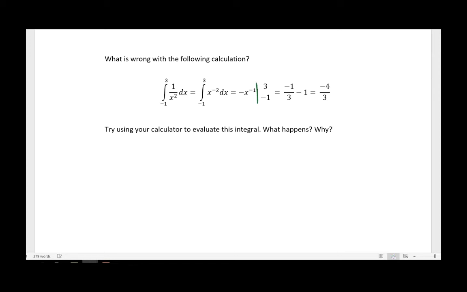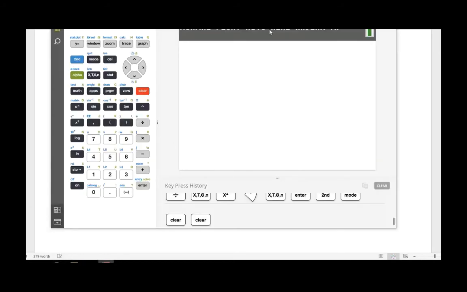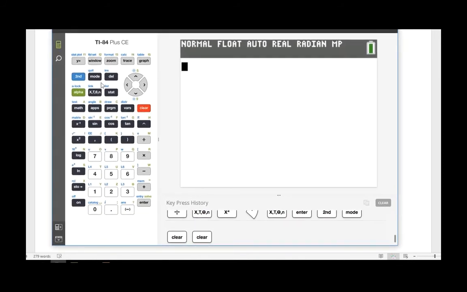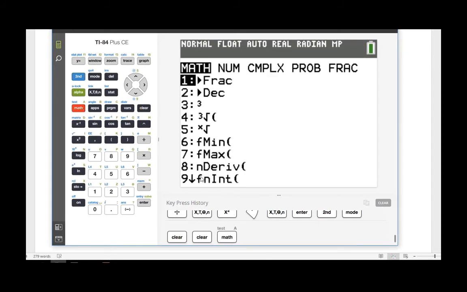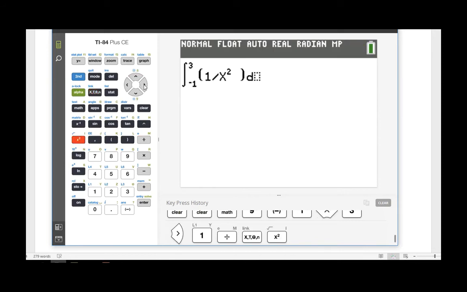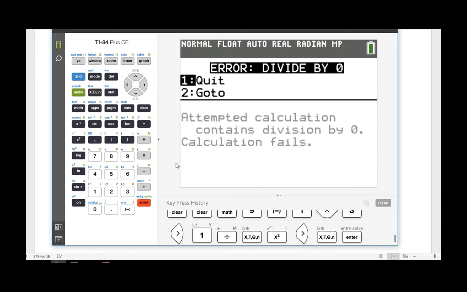So what I ask my students to do is take out a calculator and plug this into a calculator and see what happens. So I'm bringing up my TI-84 that I have here. I think you guys can see this, right? And I'm going to do this integral. So let's say I hit the math key, like we talked about before, and then I'm going to hit number 9, function integrator. So I'm going to go from -1 to 3, and I'm going to do 1 divided by x squared, and my variable of integration is x. Now when I hit enter here, I get a division by 0.